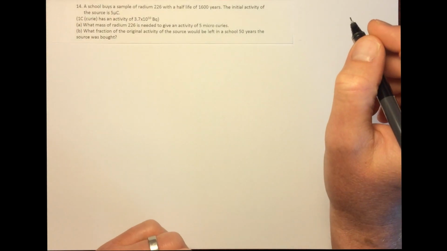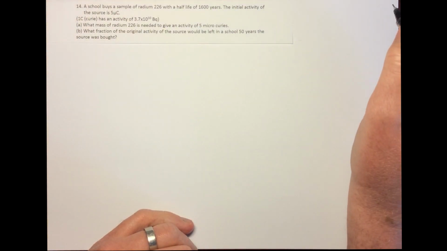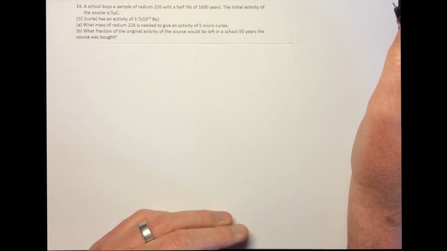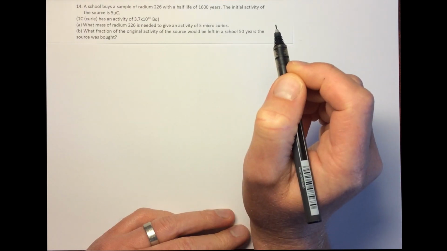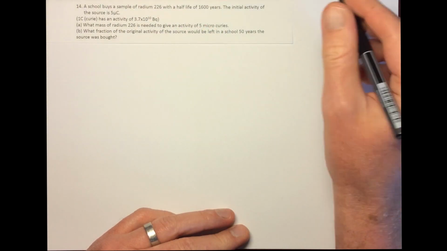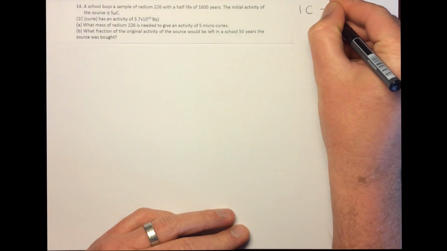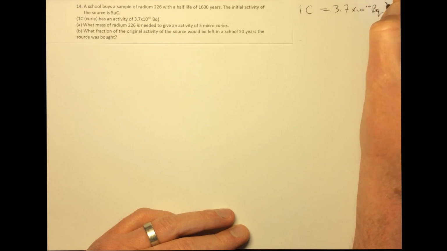Okay, so here's question 14, and what we're being asked to do here is work out the mass of radium-226 needed to give an activity of 5 microcuries. Now, curie is a unit of activity. It's not the one that we usually use, but we're told what the conversion factor is here. We know that 1 curie is equal to 3.7 times 10 to the 10 becquerels.